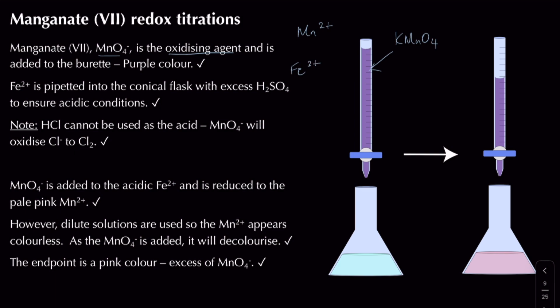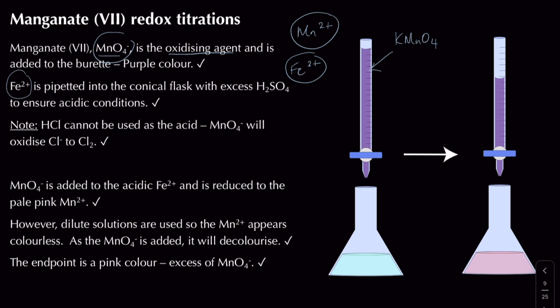Think back, there are some transformations you need to remember: going from manganate to form manganese 2+, and another where you're going from iron 2+ to form iron 3+. Of course, you can write half equations for both of these oxidation and reduction steps, combine them together, and you end up with an overall equation. That overall equation gives you a ratio of 1:5, which you can do calculations with.